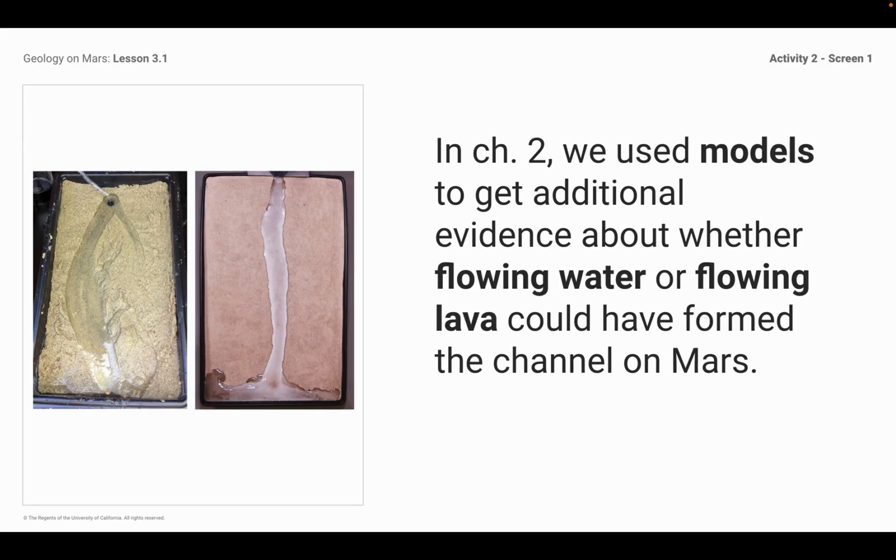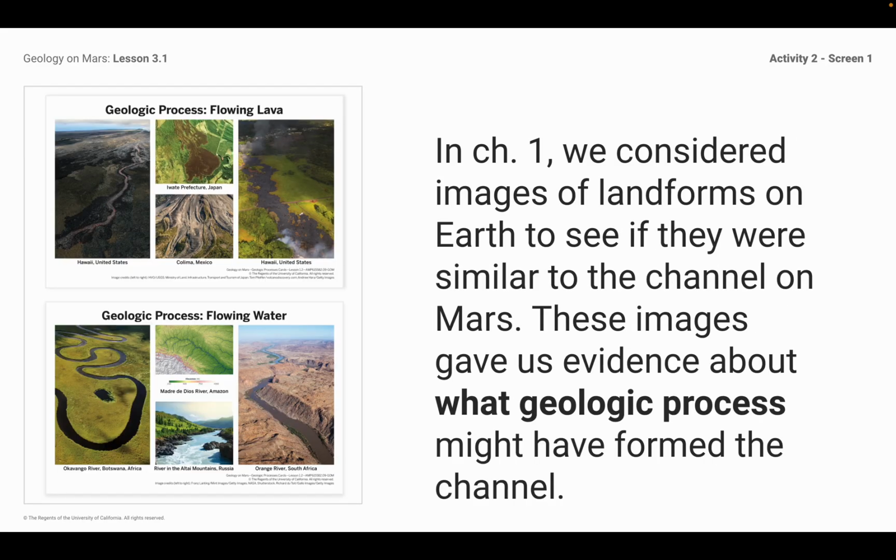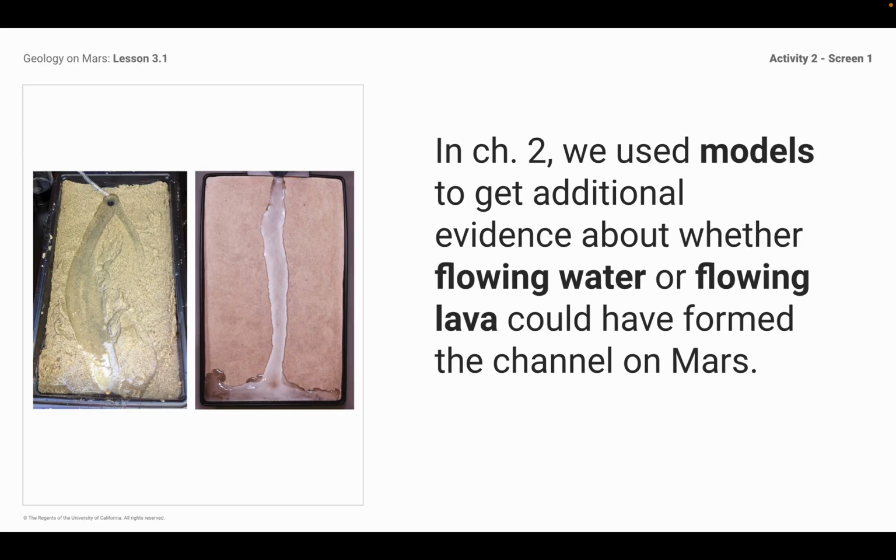And then last week we talked about the use of models, and we were not asking the same question. It wasn't do they look like it, it was could they form it. So in chapter 2 we used models to say yes, flowing lava and flowing water could actually form channels.